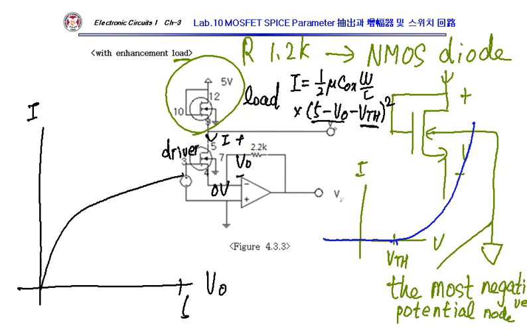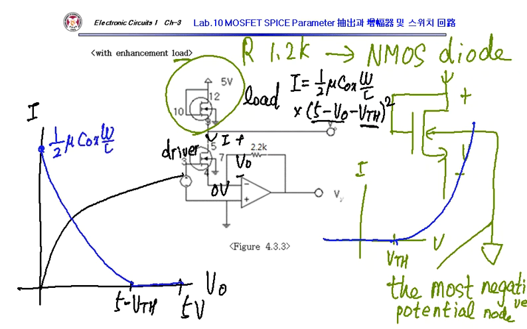Then I can plot the load line. The load line is 5 minus threshold voltage, and then this curve will look like that, okay? So this is half mu Cox W over L at VO equals 0. Okay, we hope this intersection occurs in the saturation region of the driver transistor.